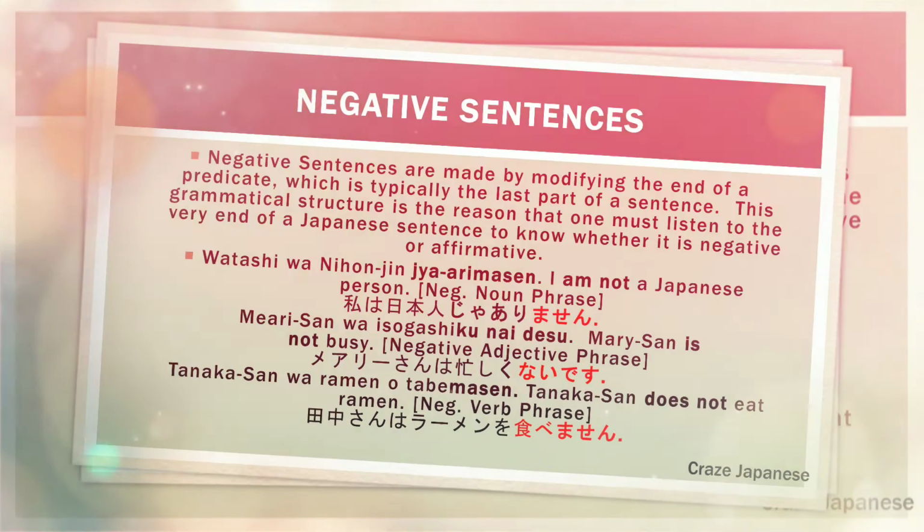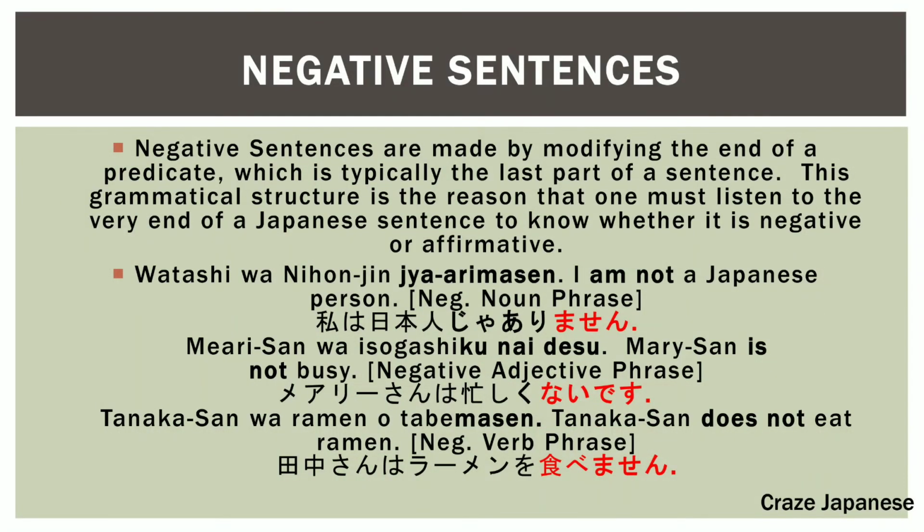Like, watashi wa Nihonjin ja arimasen, which means "I am not a Japanese person." It's a noun phrase, right? If we talk about an adjective phrase, that will be "Mary-san is not busy." Mary-san wa isogashikunai desu. Mary-san is not busy. It's a negative adjective sentence. And let us learn how to form negative verb phrases.